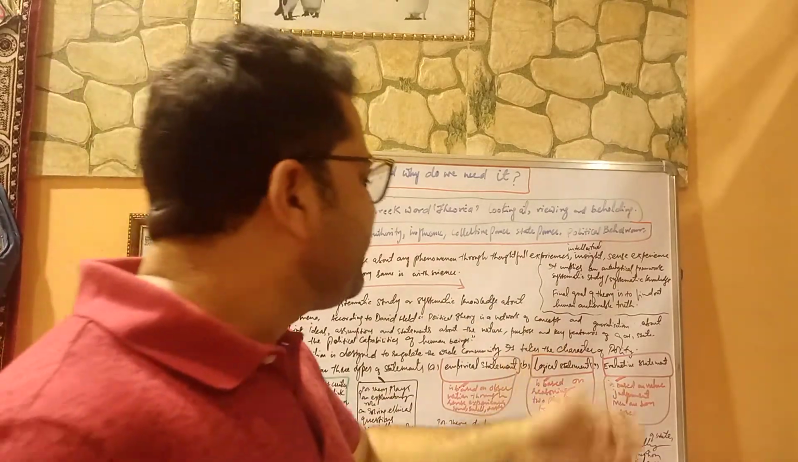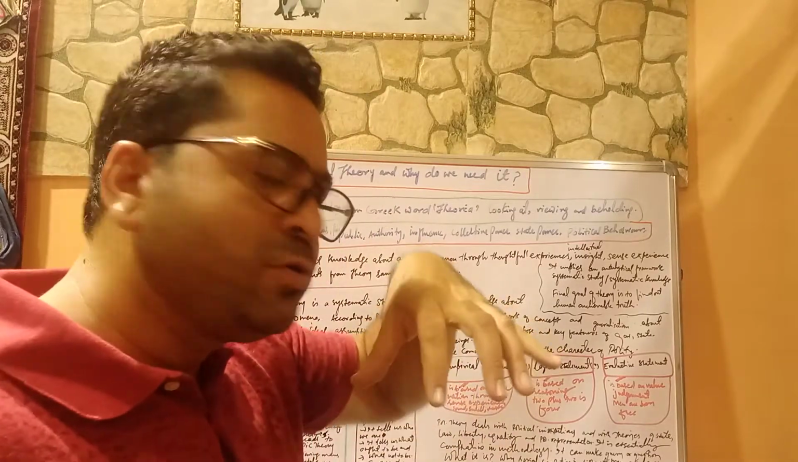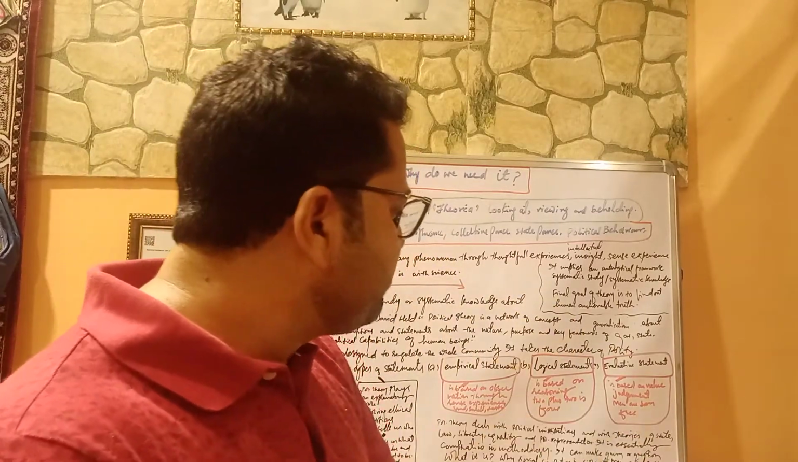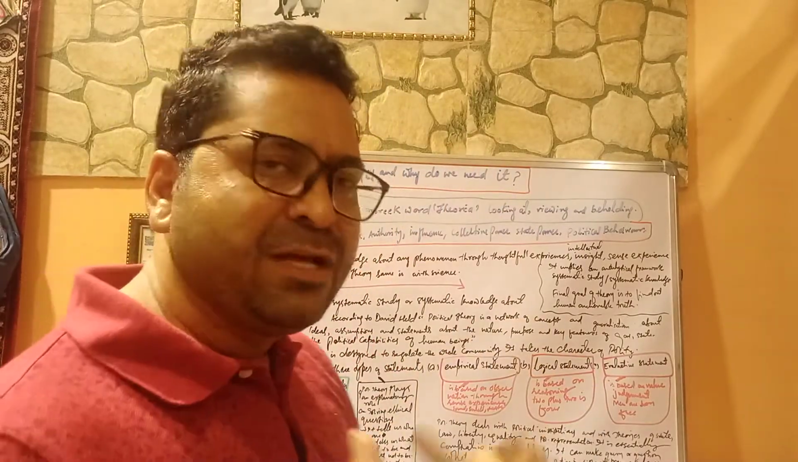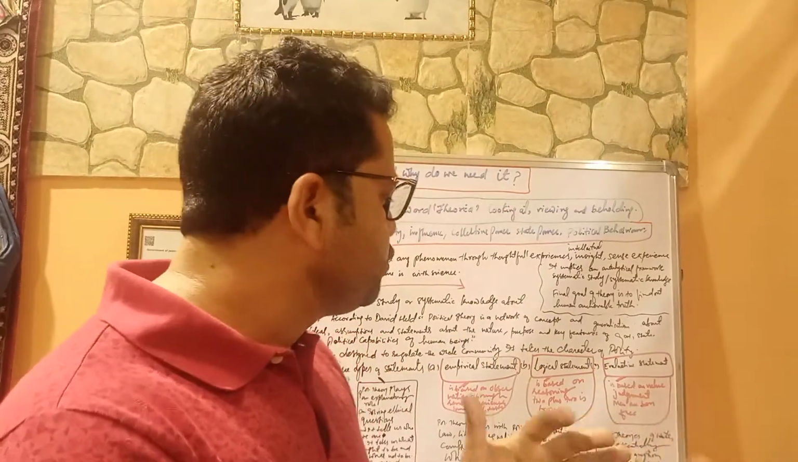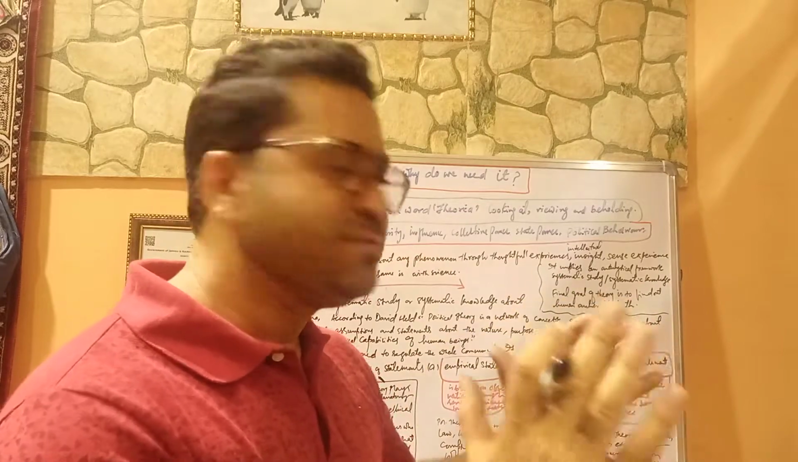Then we have the logical statement. Political theory is also based on logical statements, which are based on reasoning. For example, when I say that 2 plus 2 is 4.